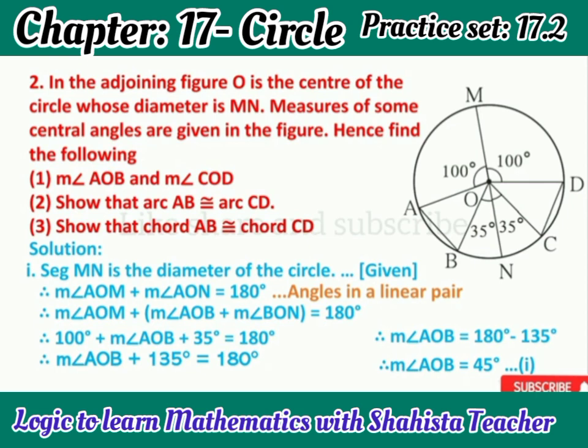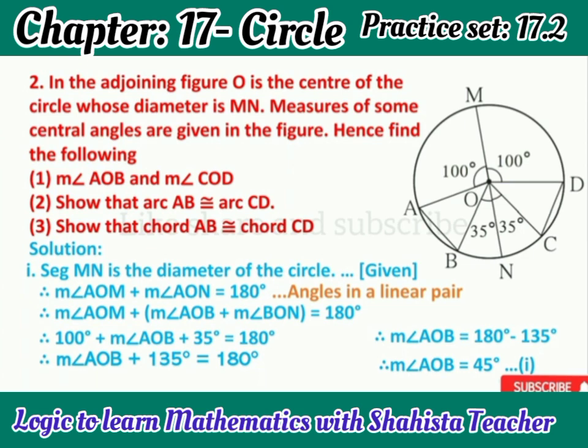Now here, the measure of angle AOB is how much? 45 degrees. Is that clear? Yes. Now after this, we got AOB equal to 45 degrees. Now we are going to find COD. We don't know the value of COD, that thing we have to find here.